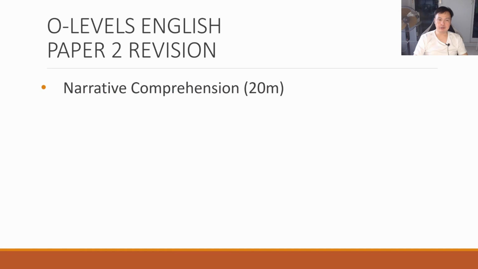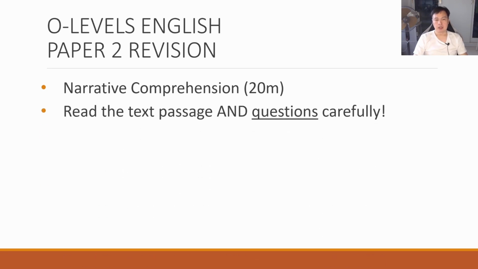Okay, now very quickly, let's move on to the next section. Now this is where the meat of the paper is, right? The visual comprehension is 5 marks, but that's still important, right? But narrative comprehension is worth a whopping 20 marks, all right? And this narrative means story-based text, okay? Please read the text, passage, and questions carefully.